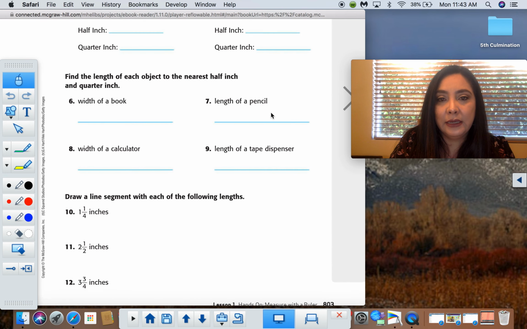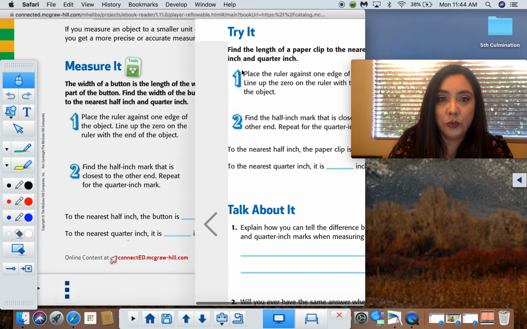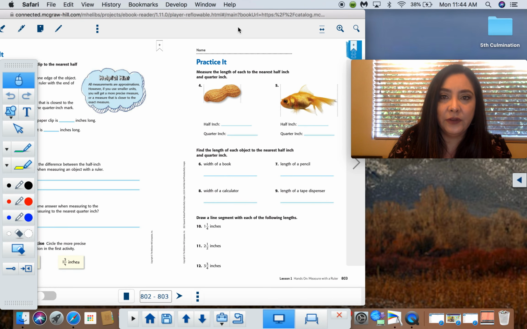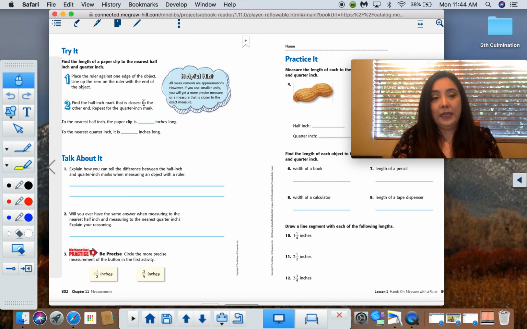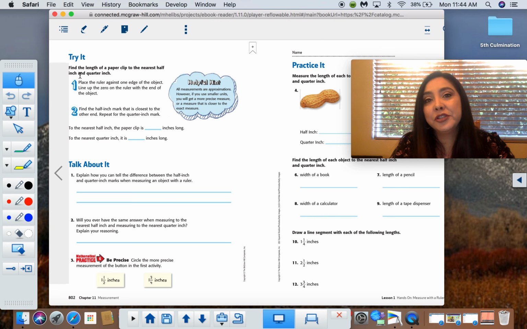We're going to page 802. Let me shrink this up for you. Alrighty. Let's look at page 802. Find the length of a paper clip to the nearest 1/2 inch and 1/4 inch. So it's asking us two things again, 1/2 inch and 1/4 inch.